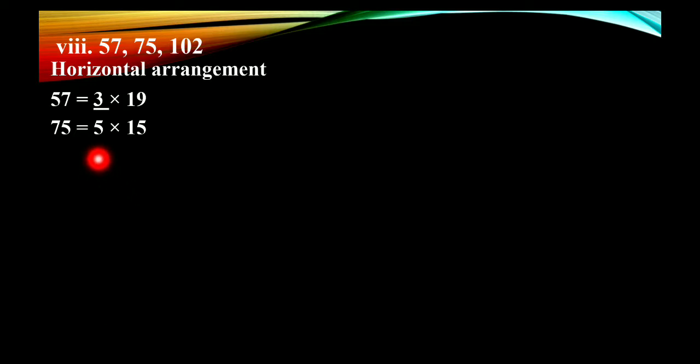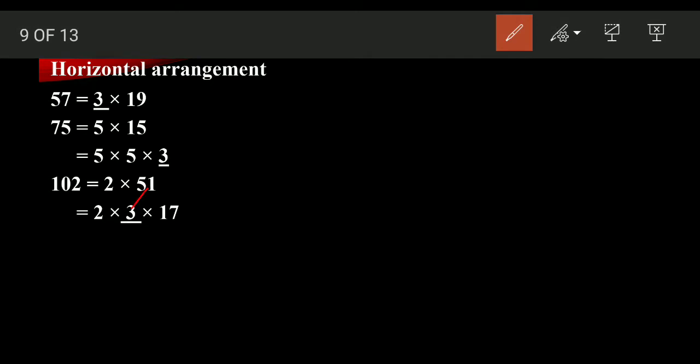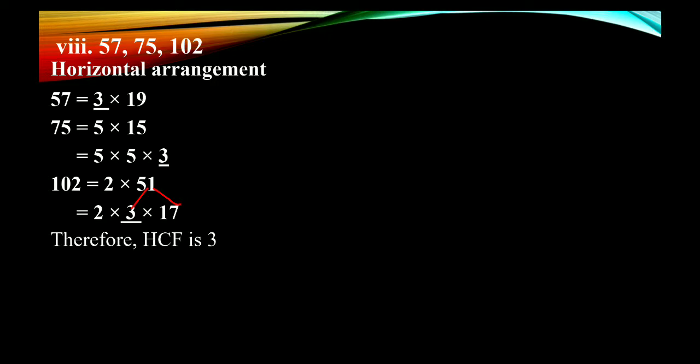75 can be written as 5 into 15. This 15 can be further factorized as, children? 5 3s are 15, right? Okay. Now 102 can be factorized as 2 into 51. This 51 can be factorized as 3 into 17. Okay, 17 cannot be further factorized.